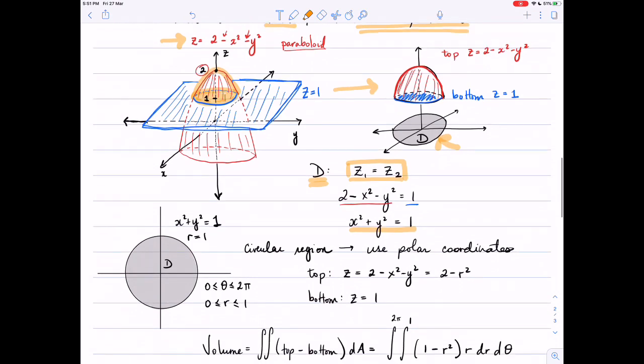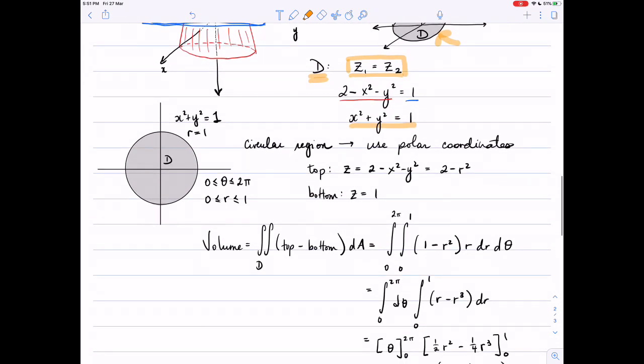So there we have our region D here graphed in R2. X squared plus y squared is equal to 1, and now we need to integrate. So we're going to do this formula. The volume is the double integral over our region D of the top minus the bottom dA. And we can proceed using any of our previous techniques, and so we notice that this is a circular region, which is going to lead us to use something that makes circular regions easy, polar coordinates.